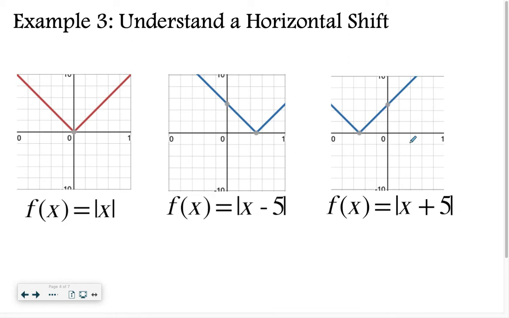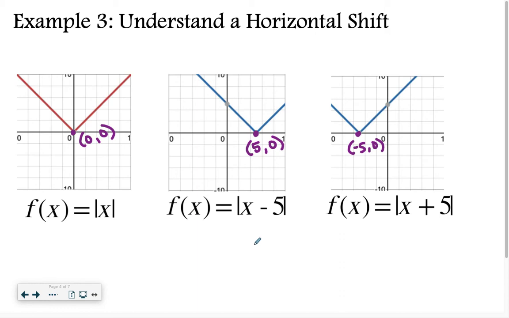So example 3, we talked about a vertical shift. Let's talk about a horizontal shift. So again, the red graph is our starting point. My vertex is at 0, 0. Then this second graph, you can see it moved to the right, 2, 4, 5. So my vertex is now 5, 0. And then here it moved 5 to the left, so it'd be -5, 0 for the vertex.